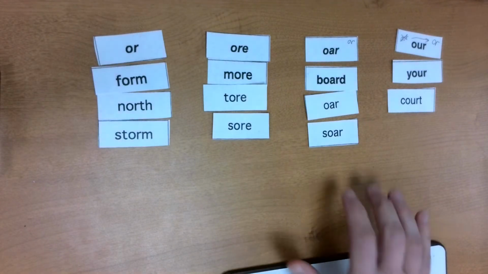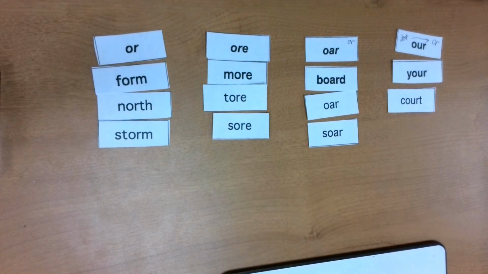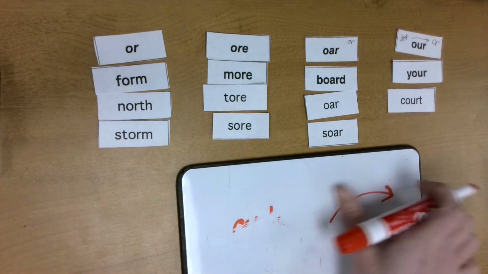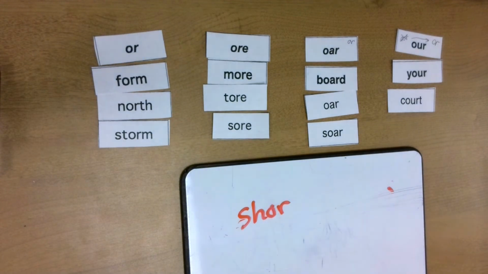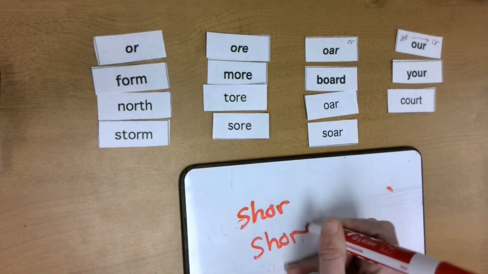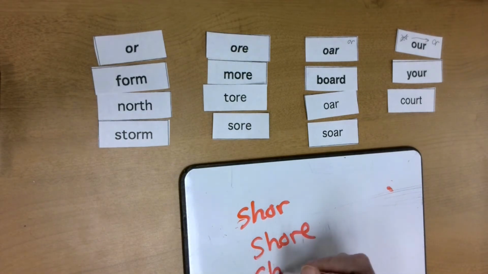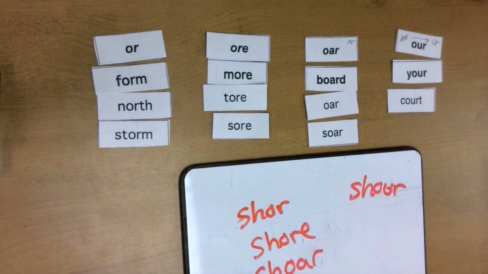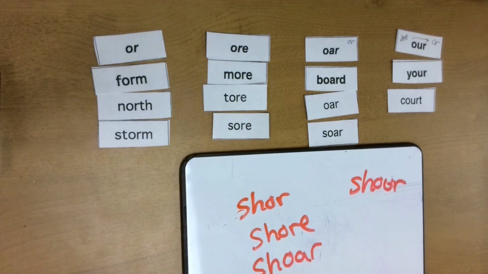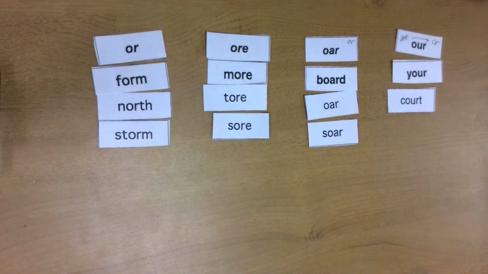Tap that out with me. Shore. Again, you can write it lots of different ways. Is it going to be shore like this? Does that look right? Is it going to be shore like this? Does that look right? How about shore like this or shore like that? Which one looks right to you? Yeah, this one.